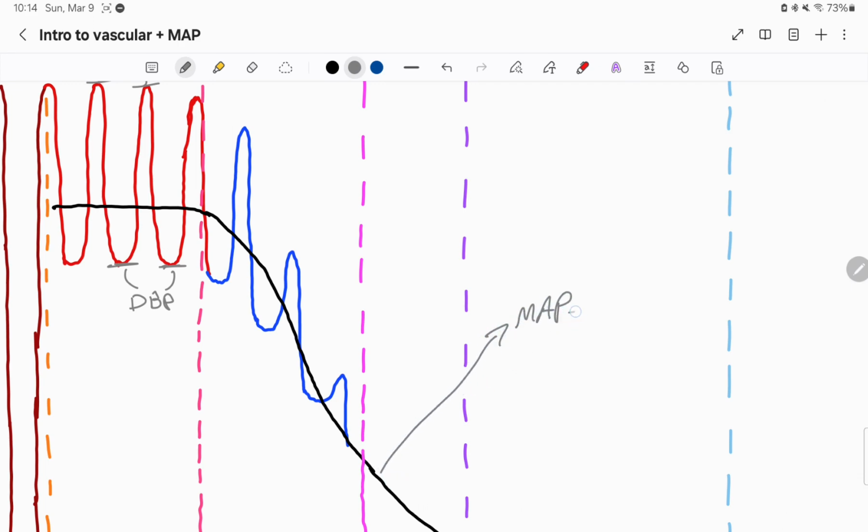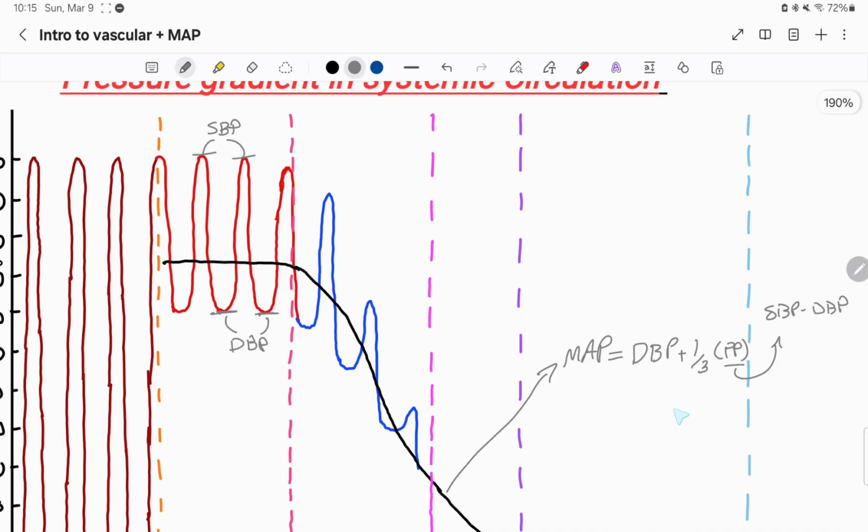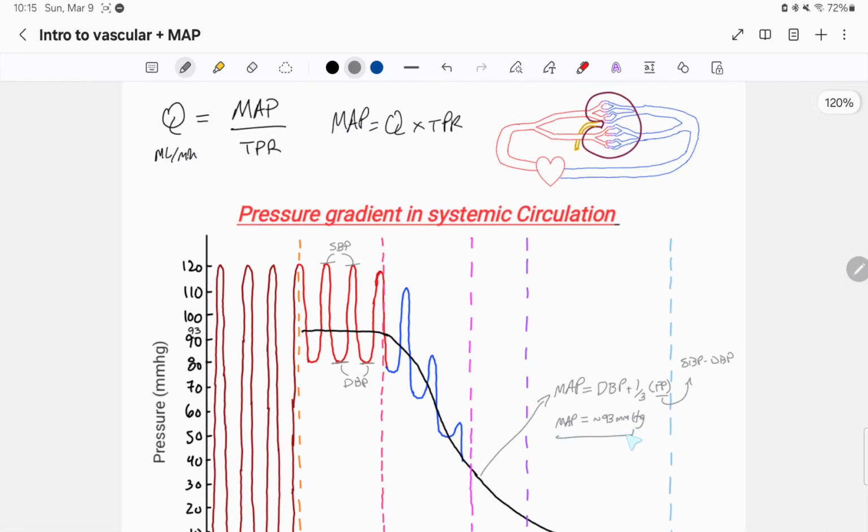So we have mean arterial pressure equals the diastolic blood pressure plus 1/3 of the pulse pressure. What's the pulse pressure? If you remember, the pulse pressure is the systolic blood pressure subtracted by the diastolic blood pressure. If you plug all the appropriate values in at rest, you should get approximately 93 millimeters of mercury for the mean arterial pressure, and that's the driving pressure at this initial point.